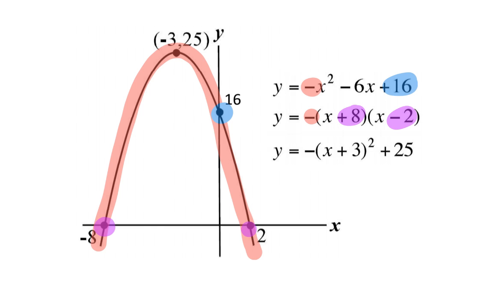In vertex form, the A value is again negative 1. It's just not fully written in, which means the parabola is frowning or opening downwards, and it is. The value of H is positive 3, while the value of K is positive 25. If you remember, these are related to the vertex, but they don't exactly tell us what it is. As you can see, the actual vertex is negative 3 and 25. But these numbers don't match these numbers exactly.